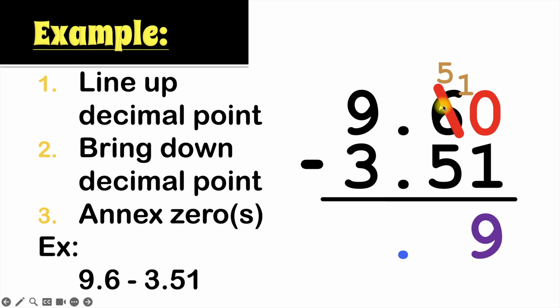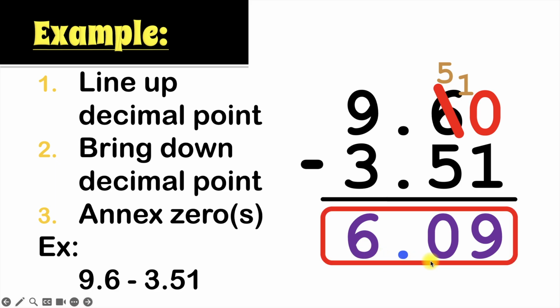Then we'll go to the next column here, which is 5 minus 5. And 5 minus 5 is just 0. And then we'll continue going to the left and subtract this column here, which is 9 minus 3. And that is 6, making our final answer 6.09, properly read as 6 9/100.